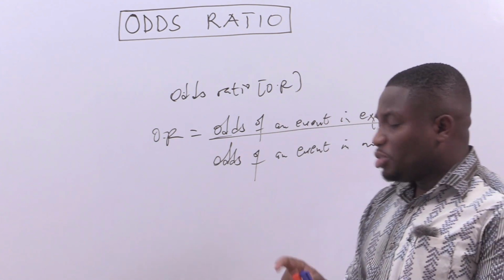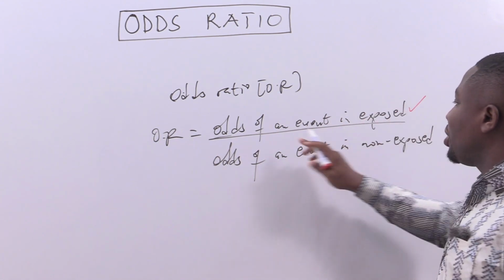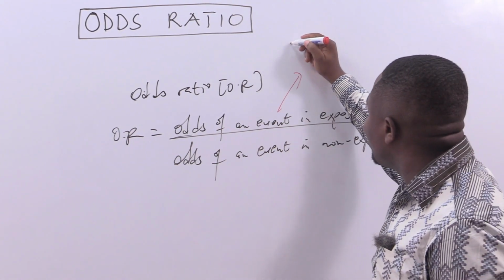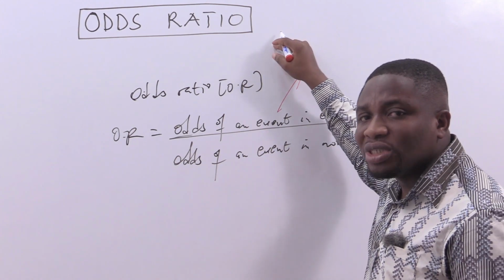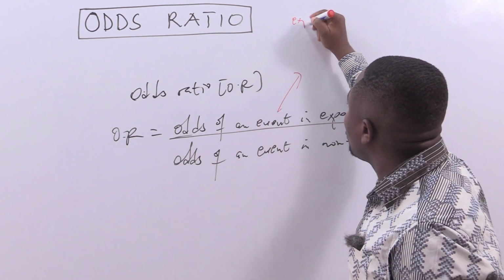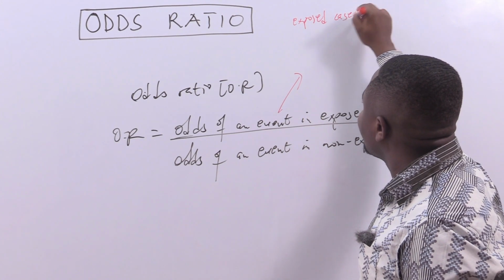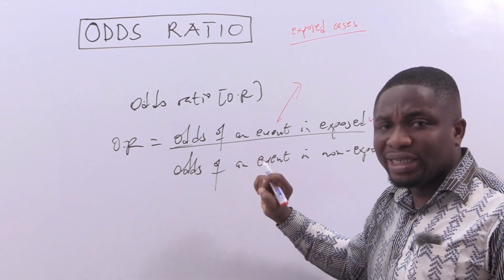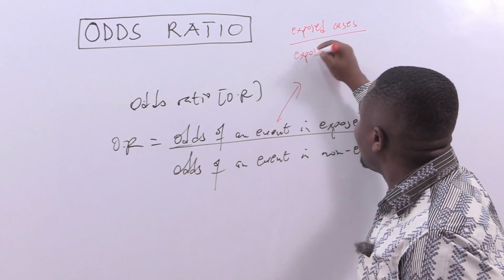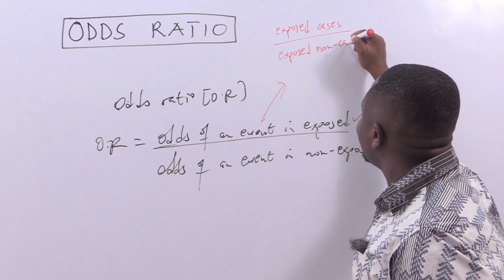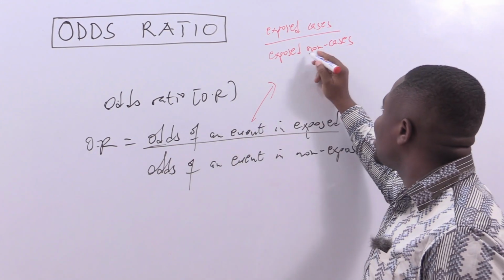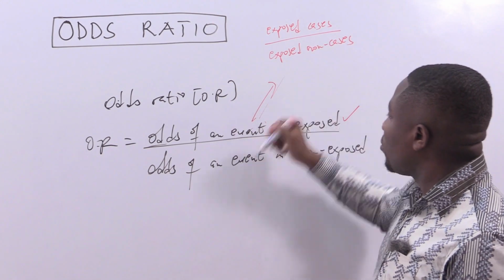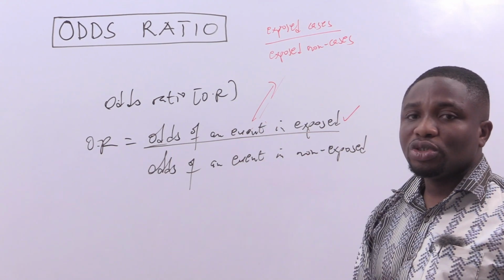That would be in relation to this particular numerator, odds of an event in the exposed. For this, it will become the number of people who were exposed and have the disease. That becomes exposed cases over the number of people who were exposed and did not develop the disease. That becomes exposed non-cases. It means that they were exposed, but they did not develop the disease or condition, and that would qualify for the odds of an event in the exposed.